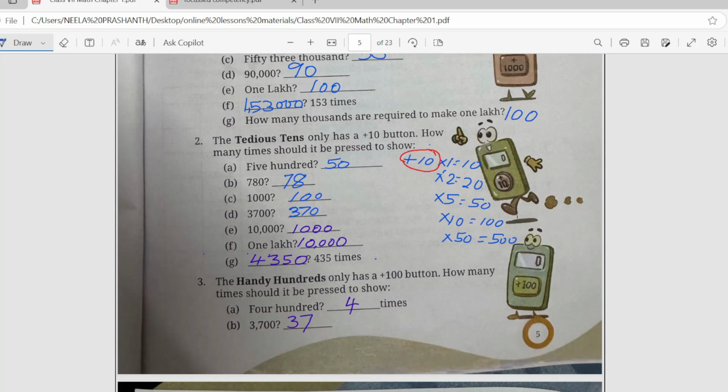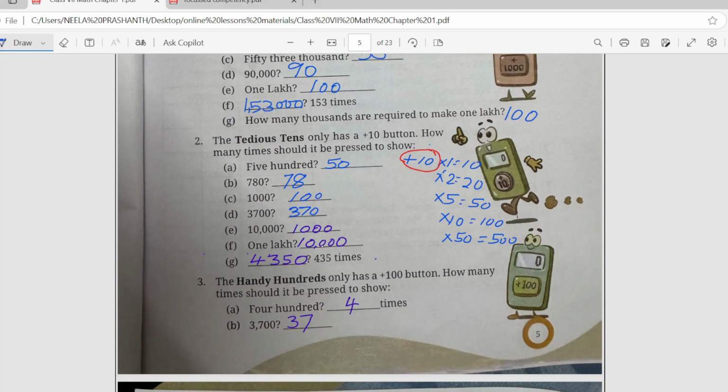For 780, we need to press the button 78 times. For 1000, 100 clicks. For 3700, 370 clicks. For 10,000, 1000 clicks. For 1 lakh, 10,000 clicks. If you press the button 435 times, what number do you get?